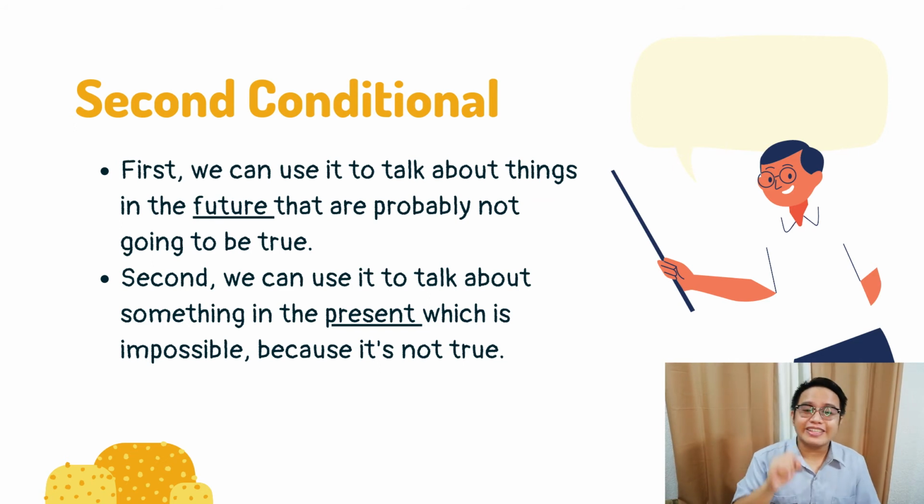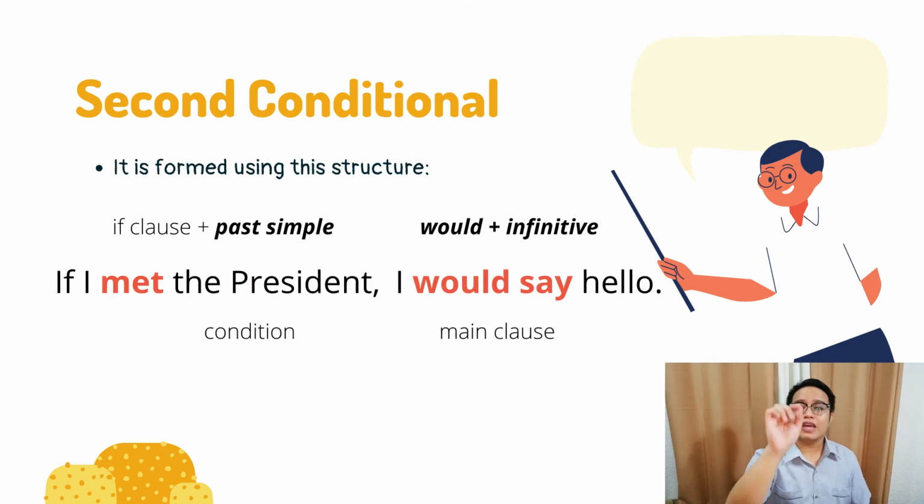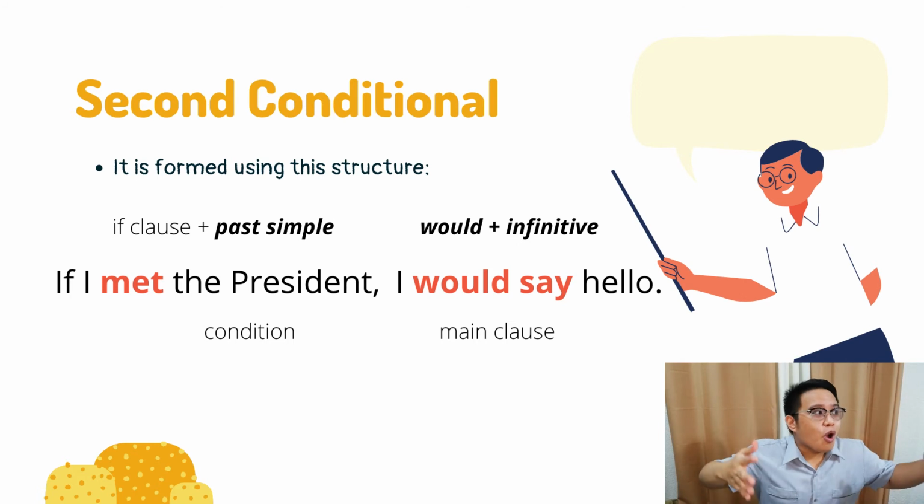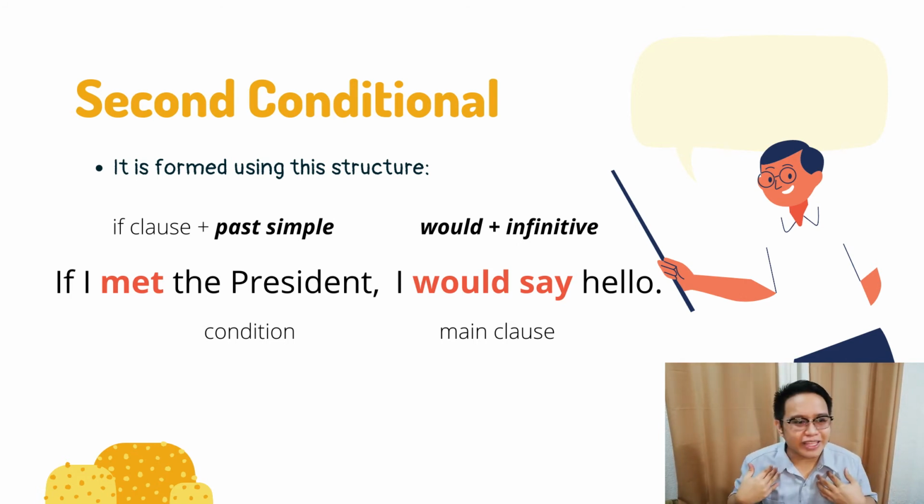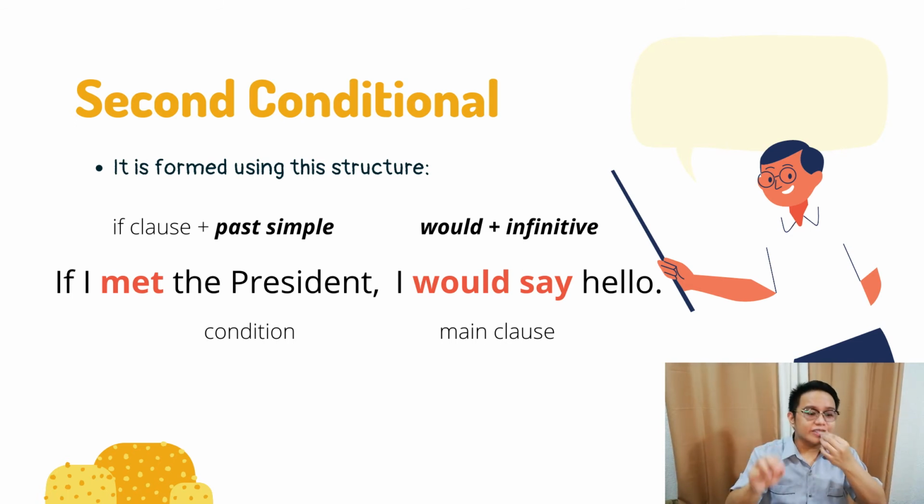Okay? So let's go to the examples of our second conditional. How do we form it? What's the formula for our second conditional? So our second conditional looks like this. Okay? So we have the if clause. From here on, we only use the if clause. Okay? We only use the if clause. So here, if I met the president, which would not happen, I would say hello. So here we have the if clause plus the past simple tense of the verb.